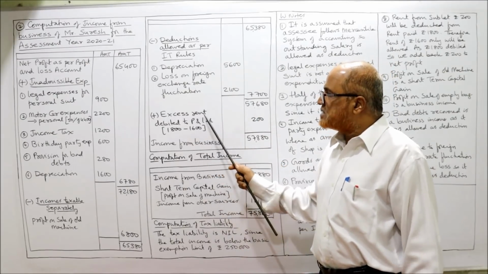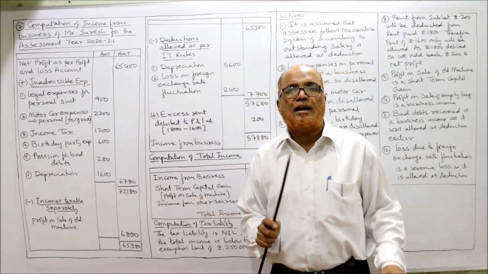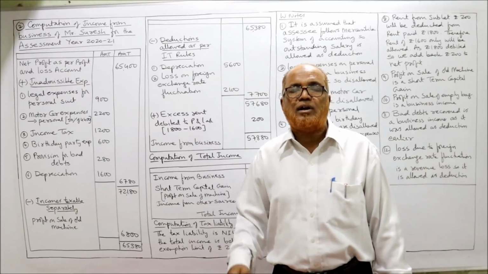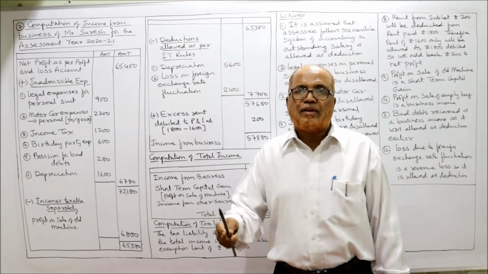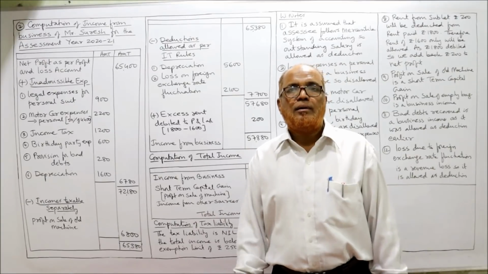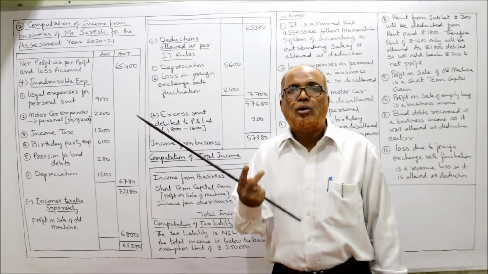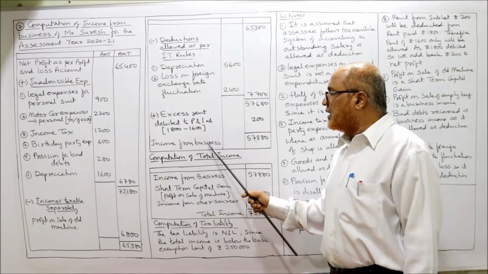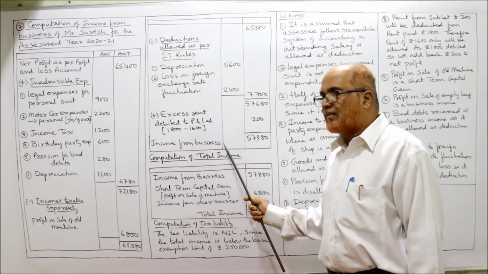Now last one, excess rent debited to P&L account. In profit and loss account, 1,800 rent was debited. But Income Tax Act says, already he has received 200 rupees rent from subletting. So only 1,600 is allowed. But debited to P&L account 1,800. So how much rent will be disallowed? 200 rent will be disallowed. So that will be added. So income from business will be 57,880. This is income from business.